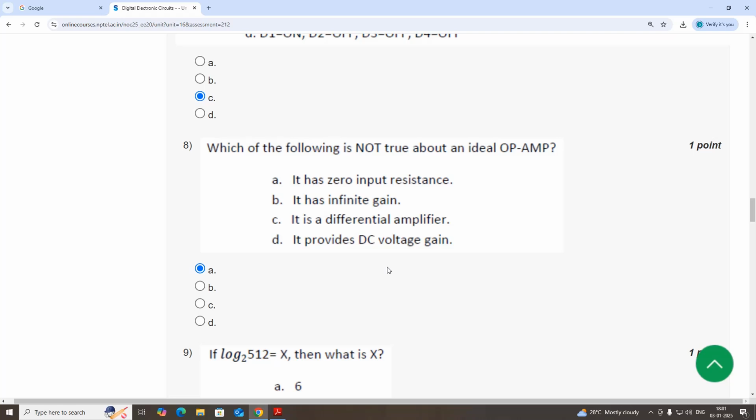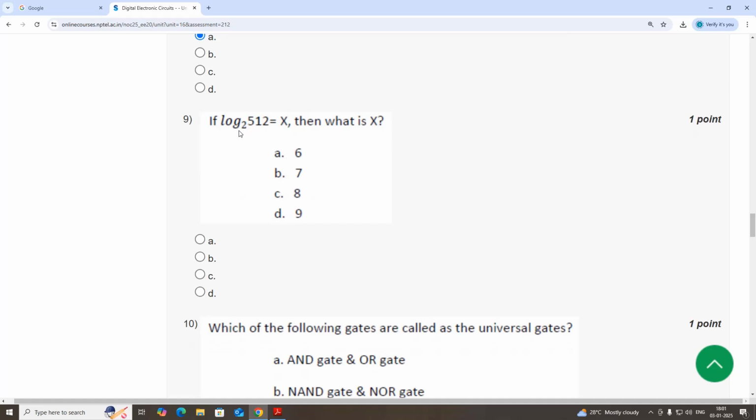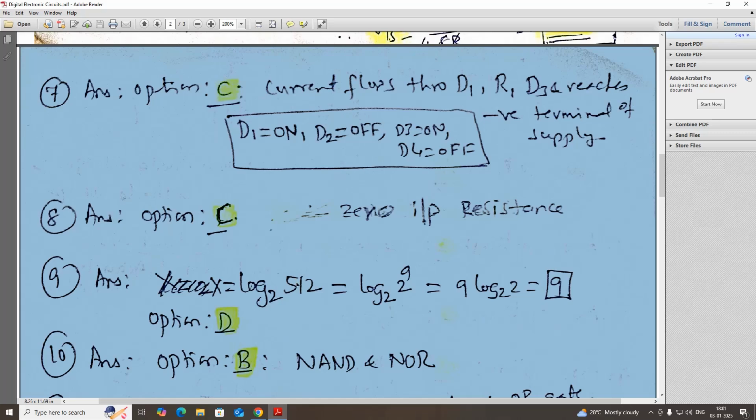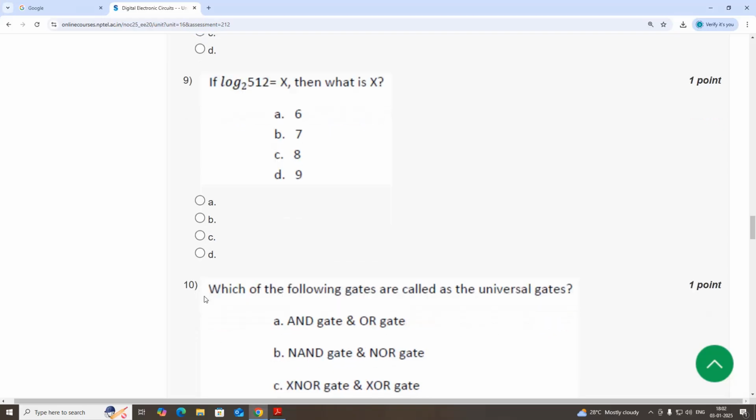0 input resistance, option A. And then coming to the ninth question, log 512 base 2. So 512 can be written as 2 power 9. Therefore we will get the answer as 9, option D. So the ninth is option D.